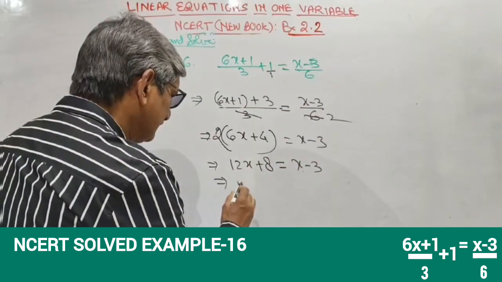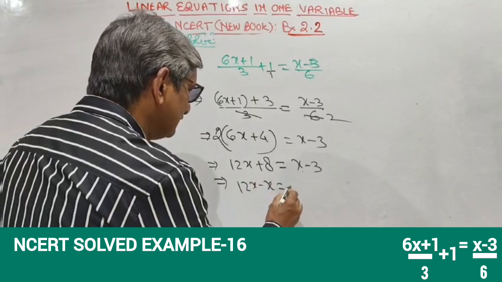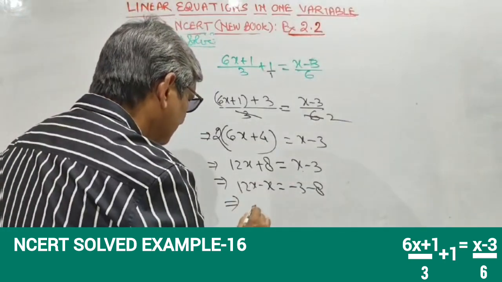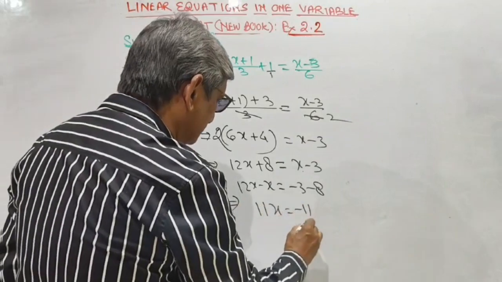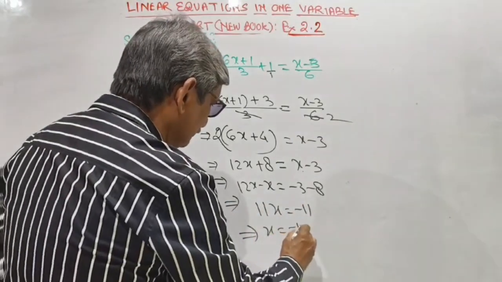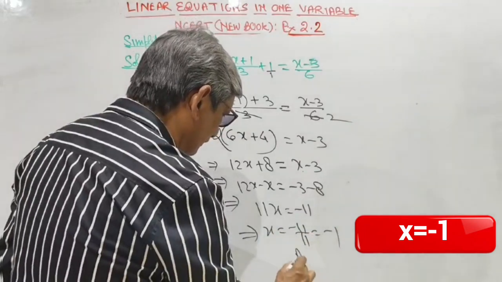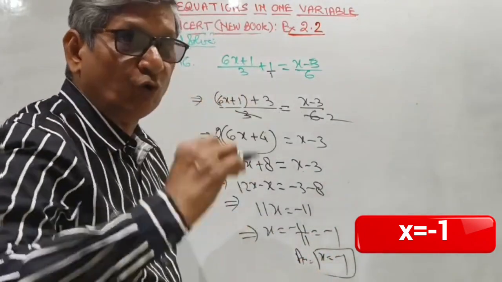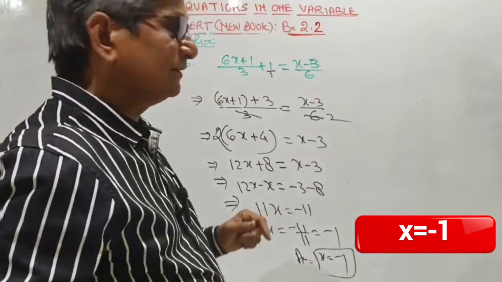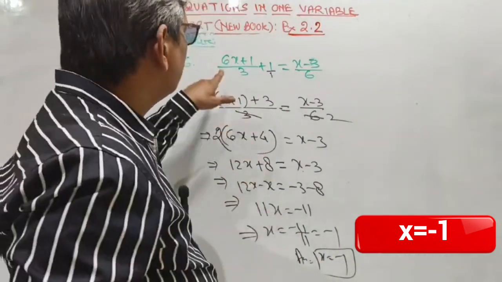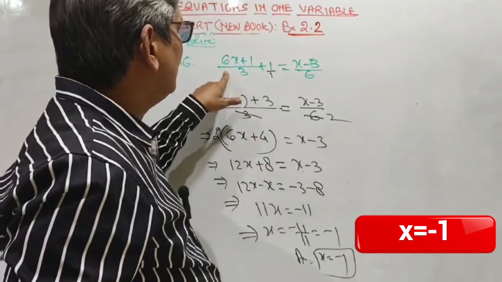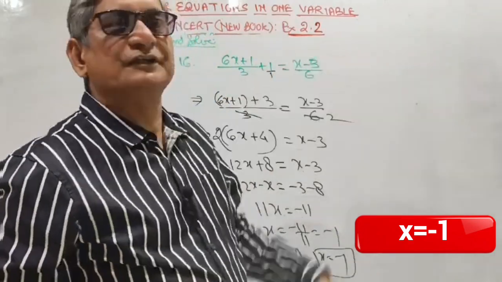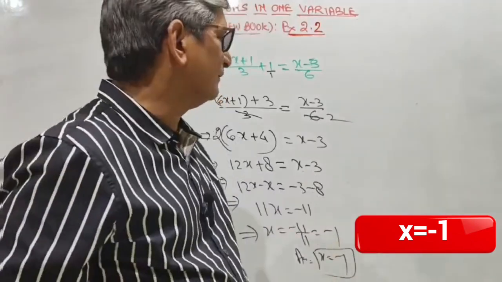Bring this x to this side: 12x minus x is equal to minus 3 minus 8. 8 goes to the right hand side. This implies that 11x is equal to minus 11. Therefore, x is equal to minus 11 by 11, which is minus 1. So the answer is x is equal to minus 1. If you want, you can verify. If you are asked to check the answer, take the left hand side, put x is equal to minus 1, and see that the value you get in the left hand side is equal to the value you get in the right hand side. It is always done.